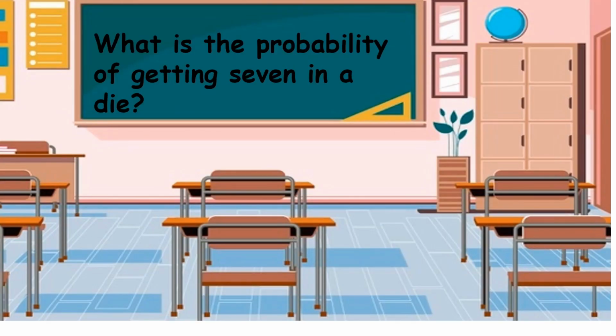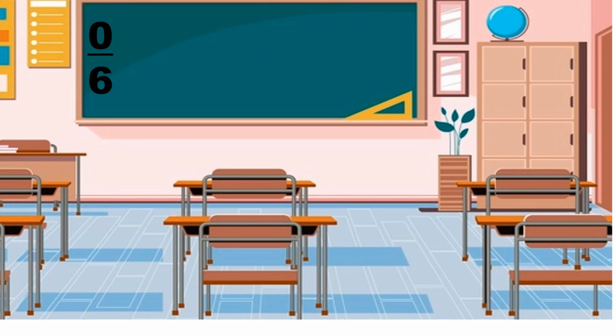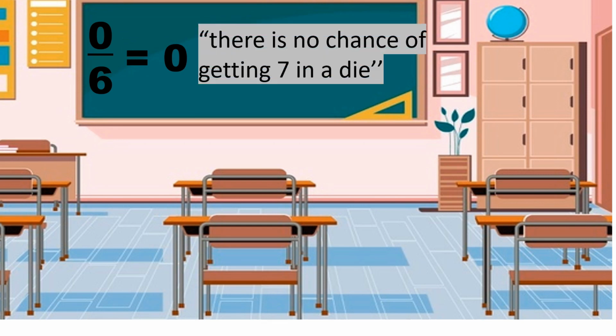Okay class, let's try the other one. What is the probability of getting 7 in a die? Do you have your answer? Yes, that is correct. The answer is 0 over 6, or simply 0. It means that there is no chance of getting 7 in a die.